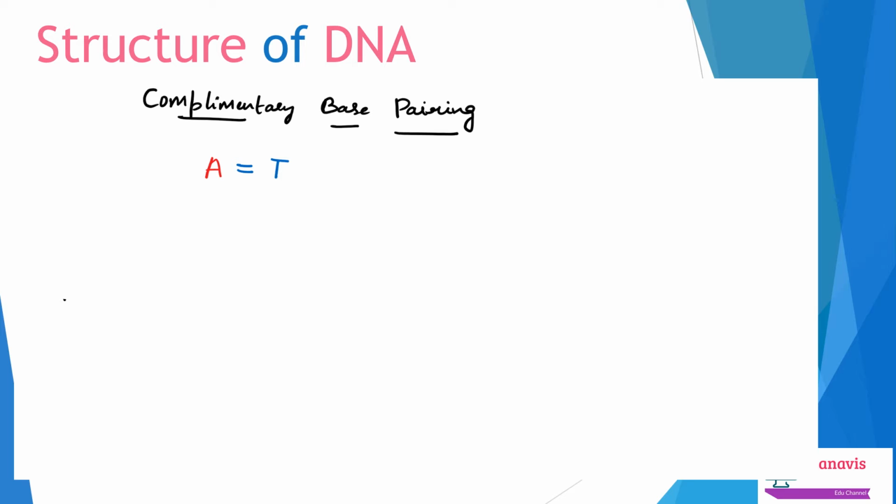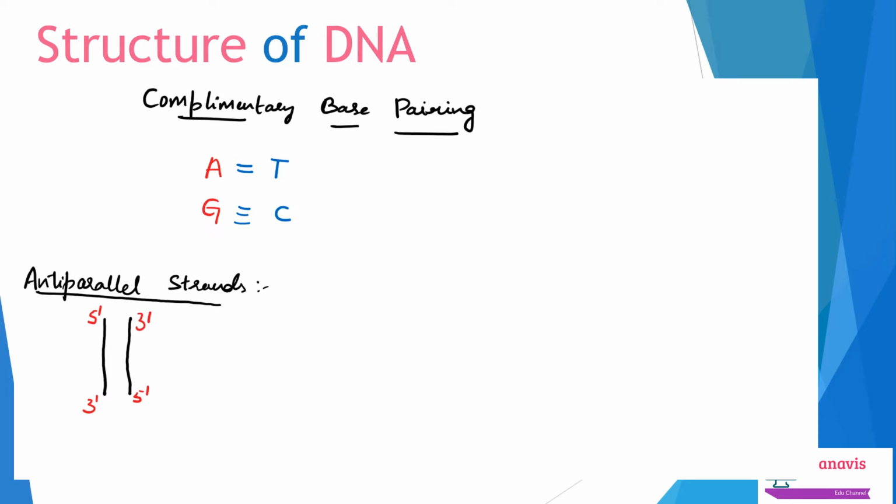Second one is the anti-parallel strand. What is this anti-parallel strand? The two strands of DNA are present, I have already said about this. One strand of DNA will run from 5' to 3' end, the other strand will run from 3' to 5'. One from 5' to 3', another from 3' to 5'. Hence it is called an anti-parallel strand, and this is very important during the process of replication of DNA.